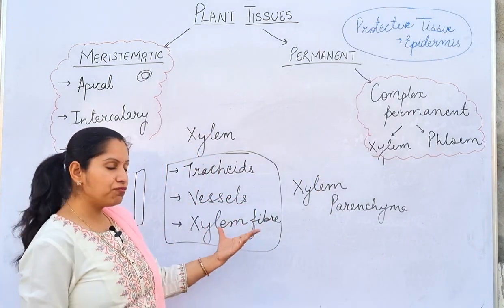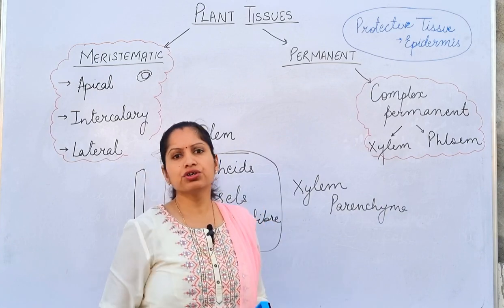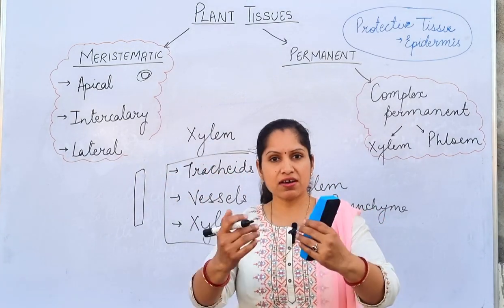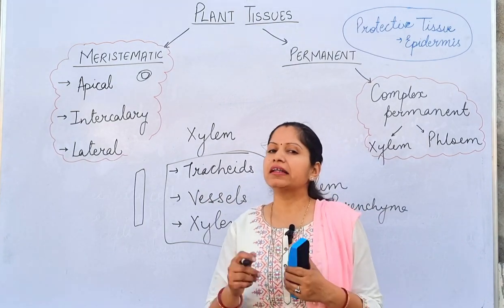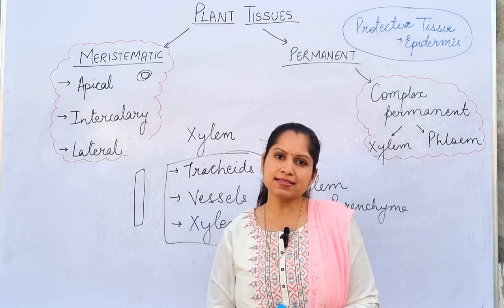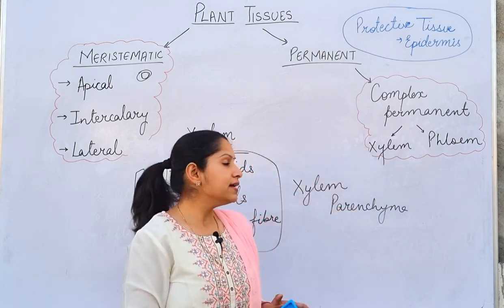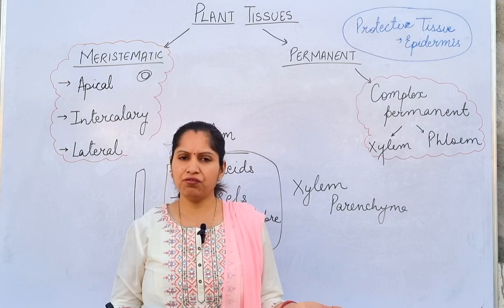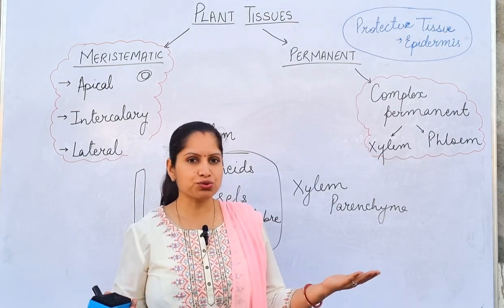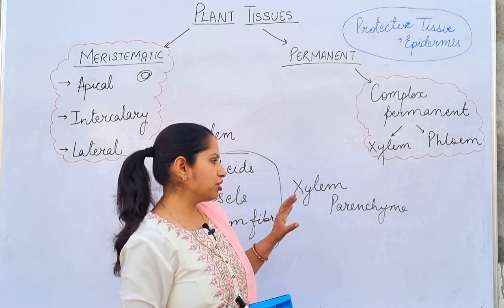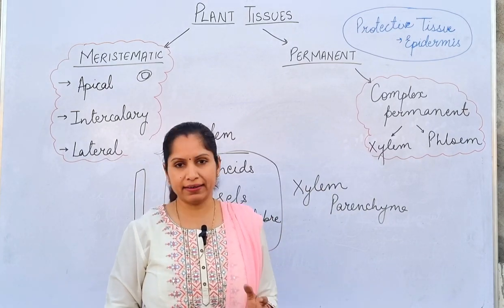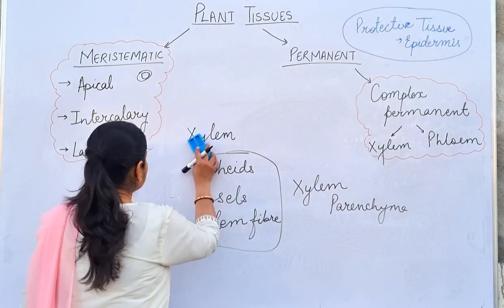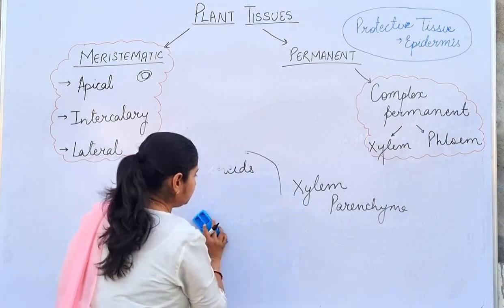Apart from that, xylem fiber provides support to this tube-like structure. So tracheids and vessels are there, and they will be surrounded by xylem fiber that will be providing the mechanical support to them. Apart from that, xylem parenchyma is also there. Xylem parenchyma, like every other parenchyma, is going to store the food. So the food storage will be there in the xylem parenchyma also. Fine. Now come to the next complex permanent tissue, that is phloem.